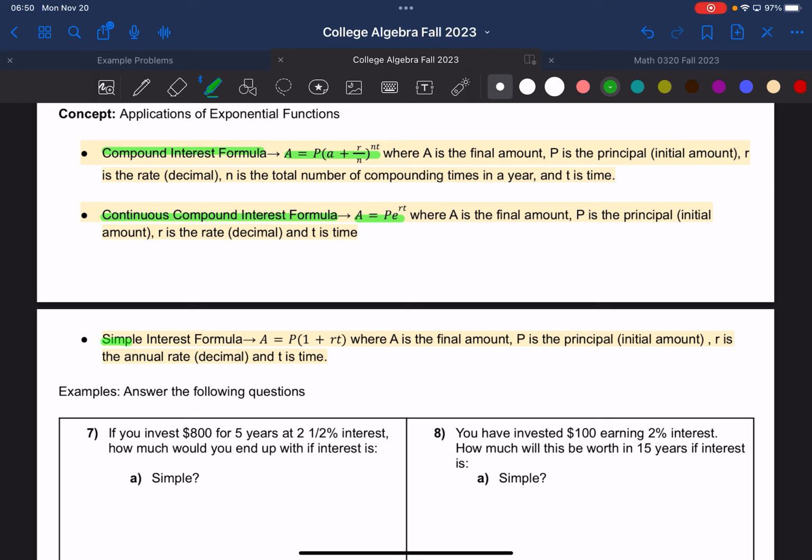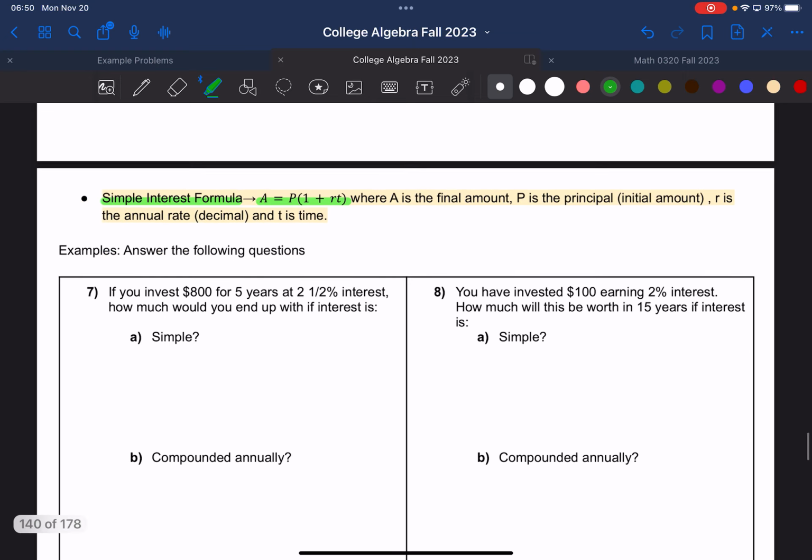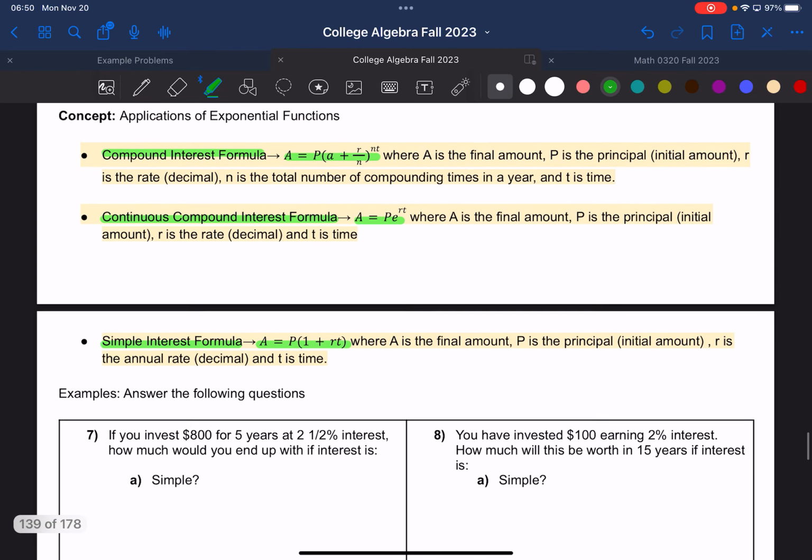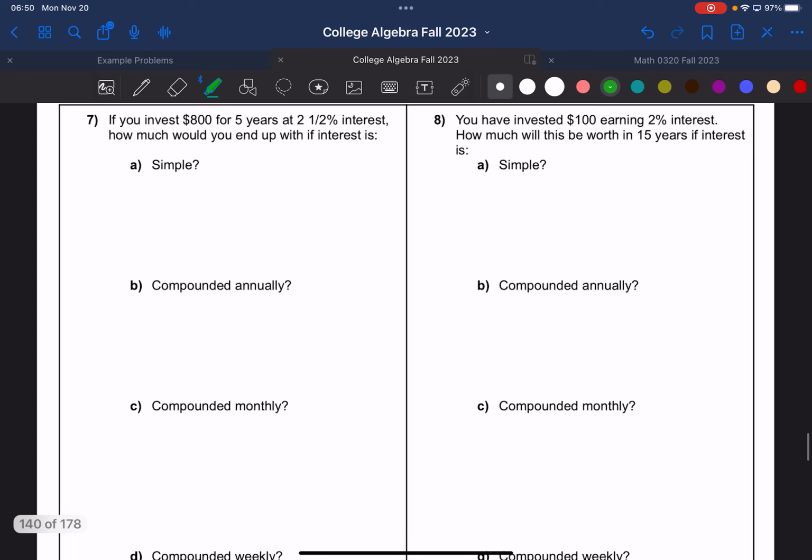And then lastly, the simple interest formula. And again, where A is the final amount, P is the principal, R is the annual rate, and T is the time. So these variables all mean the same thing, just depending on what problem it is depends on which formula we're going to be using. But for the sake of this course, I'm asking you, use the simple, use compound annually, use compound monthly. So that tells you what formula we're going to be using. Okay. So I'm not going to give you the formulas, but I will tell you which formula to use.